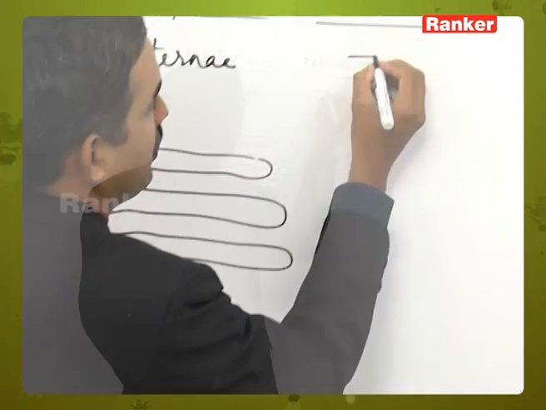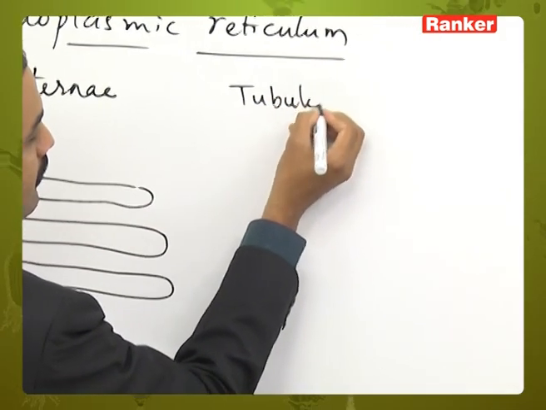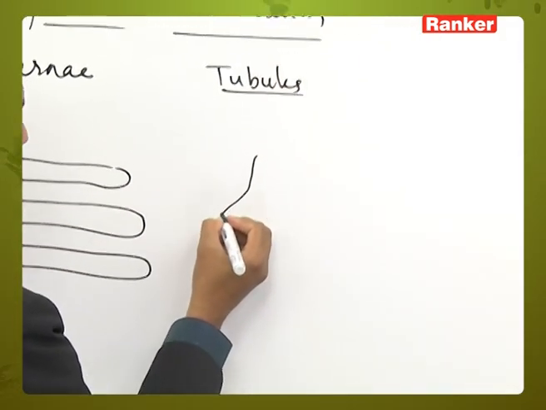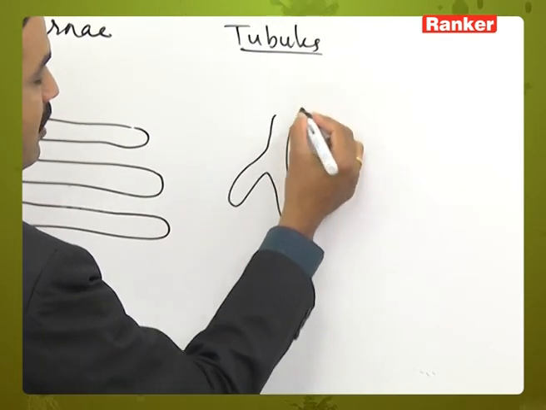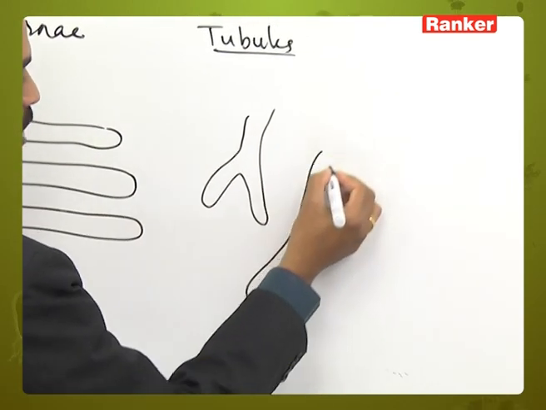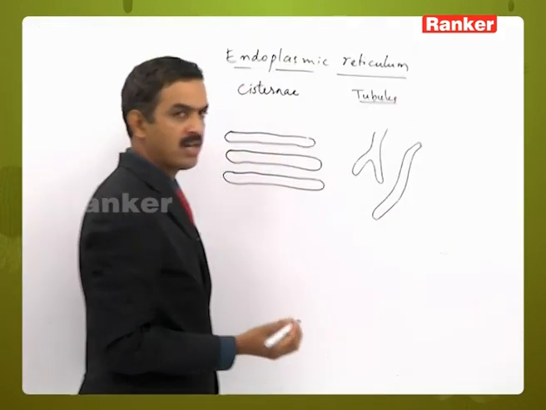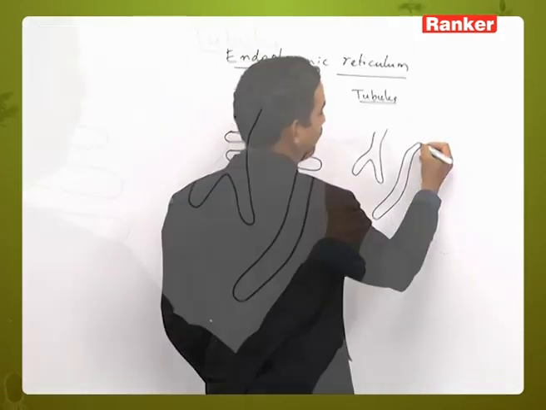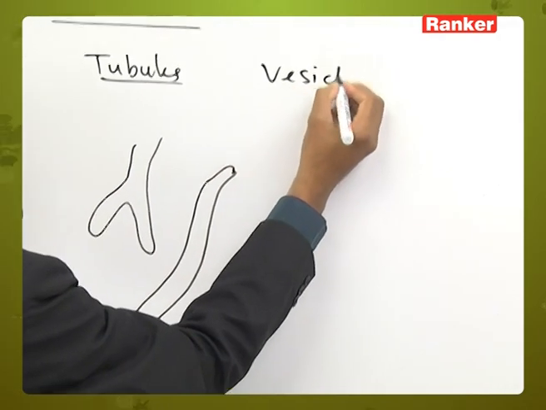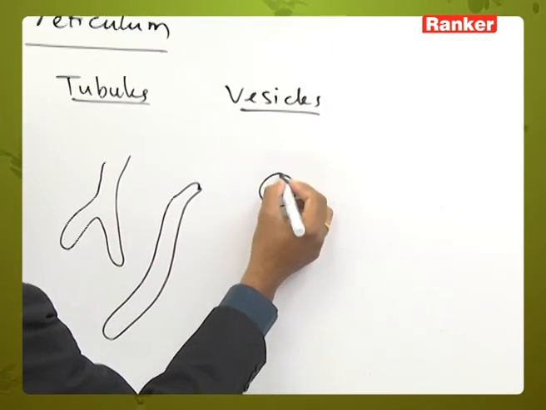And tubules. Tubules are also long and elongated structures. Sometimes they may be branched or sometimes they may be unbranched also. This type of structure is called tubules. Whereas vesicles are generally spherical shaped structures.